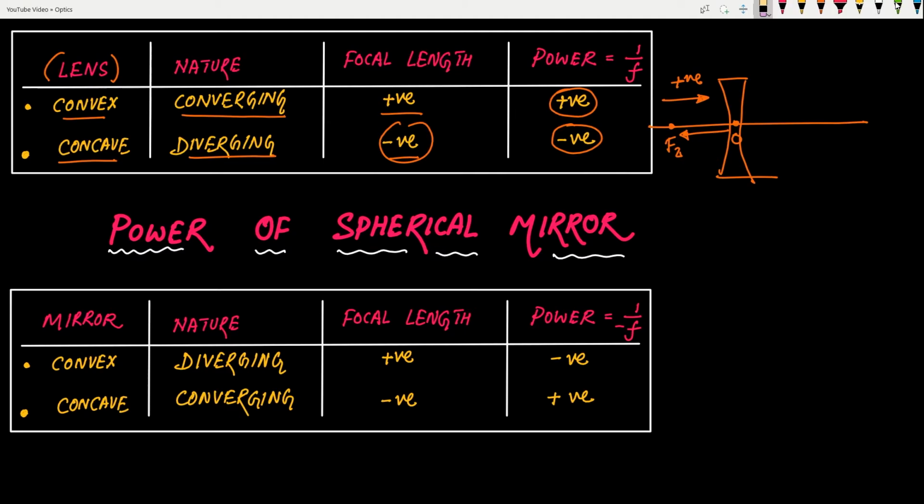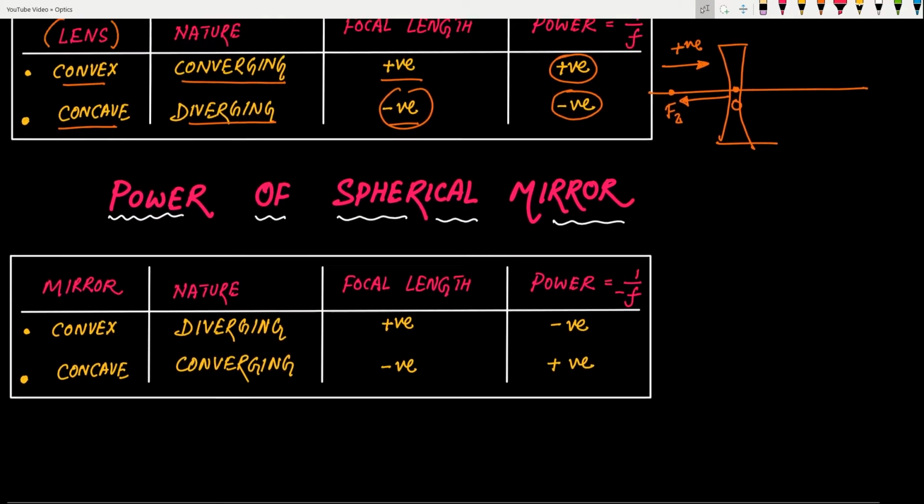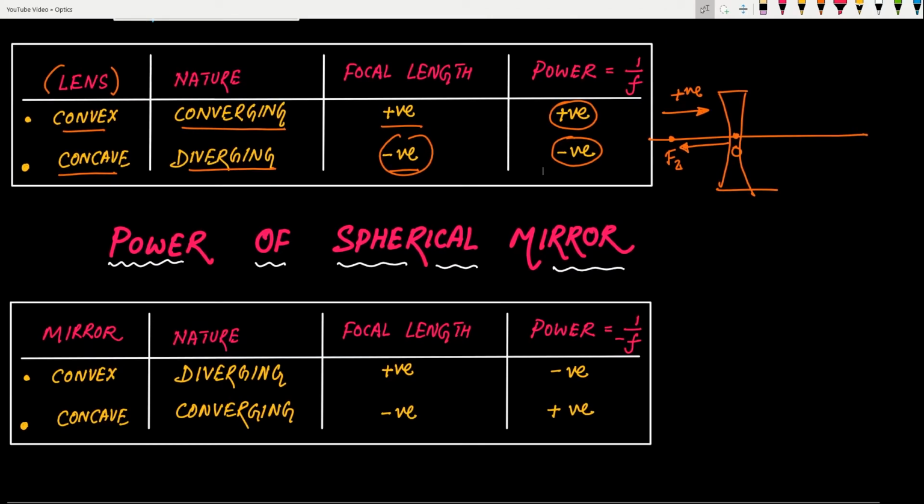Now let's look into the power of spherical mirror. Why will we be looking into the power of spherical mirror? Because even spherical mirror has the tendency to converge or diverge rays. So let's look into that, and you'll understand that the concept is actually going hand in hand. Number one, the first mirror is a convex mirror.